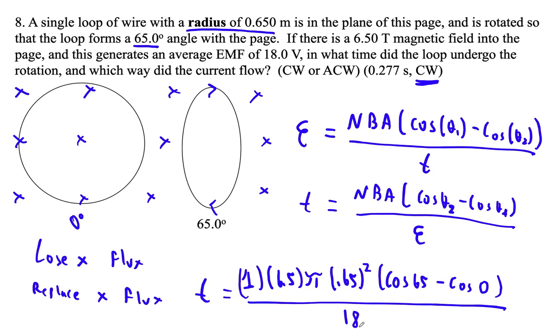And I get a negative time, and that's because of the way I set this up, right? But I'm getting that the time is, I'm going to ignore the minus sign, 0.2767. So it's about 0.277 seconds. Okay? And that the current flowed clockwise. And the reason that the current is clockwise, as I said before, right, is that we are losing flux into the page. So we replace it by creating flux into the page, which would be clockwise.